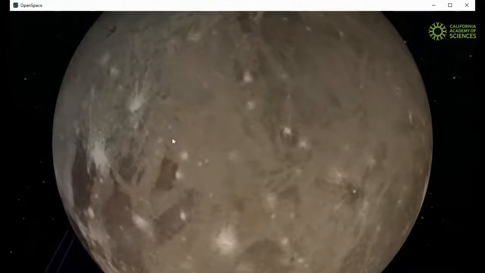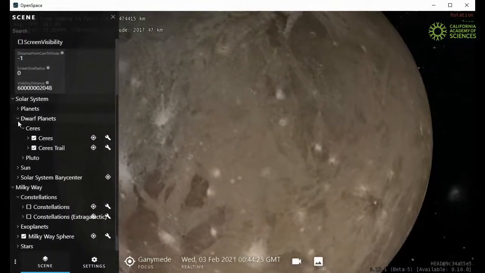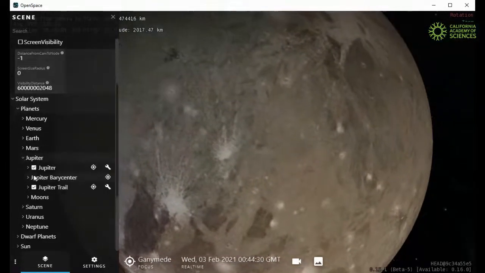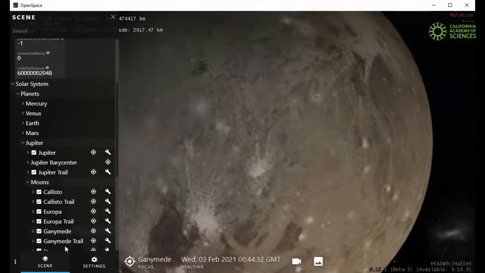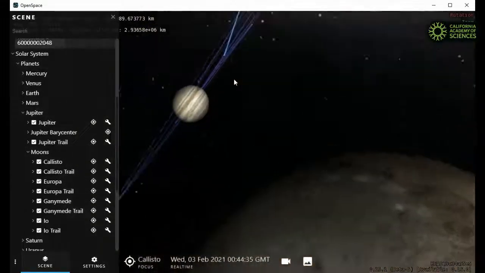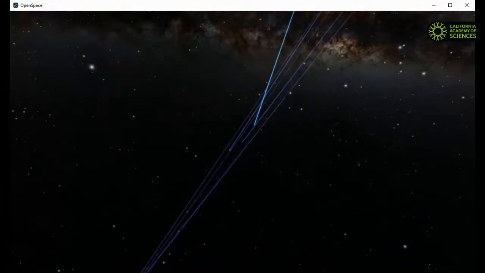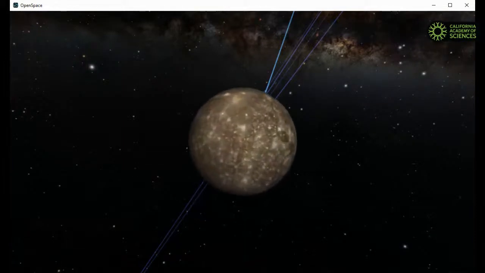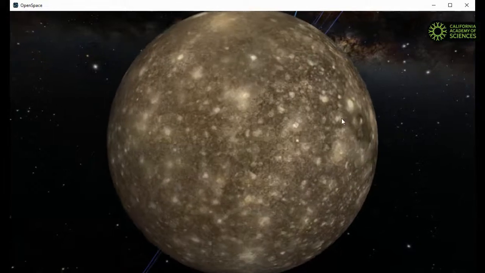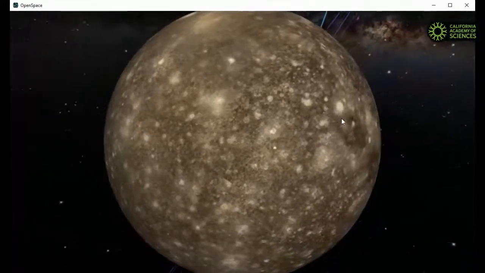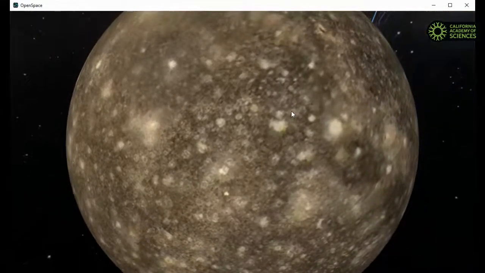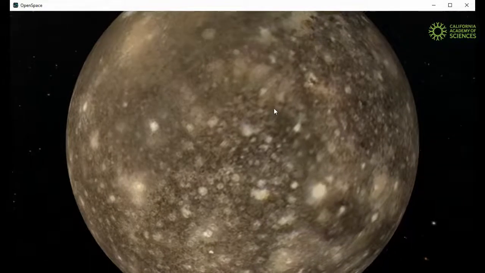And just for fun, I'm going to take us to our very last of our Galilean moons. So to do that, we're going to go to our planets menu. We're going to go to our Jupiter menu. We're going to go to our moons menu, and we are going to go visit Callisto. Now, Callisto is the piece that completes the puzzle. I said Io and Europa were active. Ganymede was inactive, but has activity in its ancient past. Callisto is really ancient. We don't even think it was active a long time ago. This is a cold, hard surface that bears thousands and thousands and thousands of impact scars.